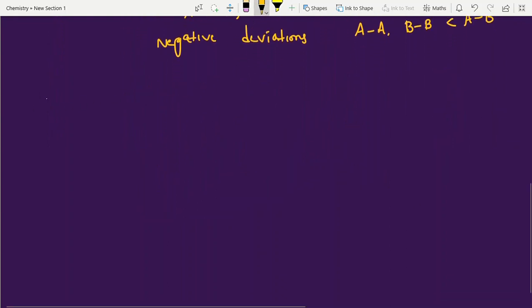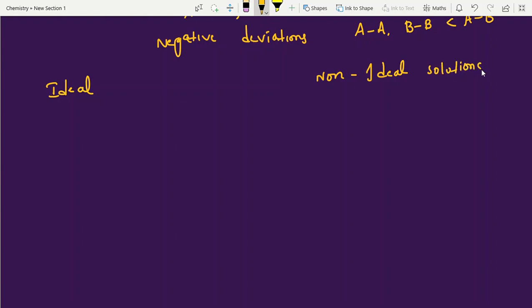Ideal solutions and non-ideal solutions. Non-ideal solutions again have two types: one we call positive deviation and the other negative deviation. Now, I am writing the examples first.